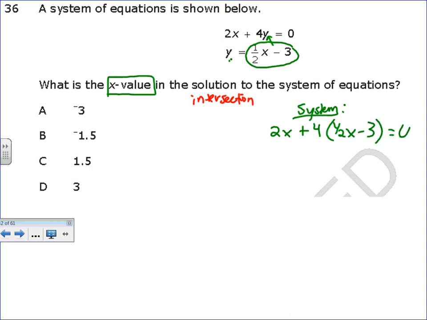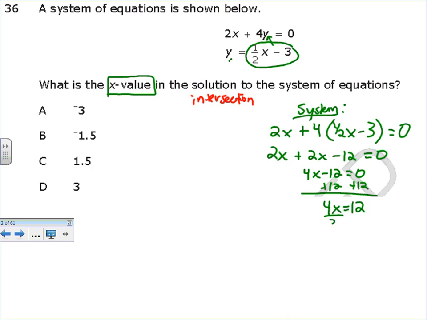minus 3 equals 0. Distribute: 2x plus 4.5 with half of 4, 2x. 4 times 3 is 12. Combine like terms, 4x minus 12 equals 0. Add 12. 4x equals 12, and I divide by 4, got ahead of myself. And x equals 3. That means that these two lines are going to cross when x is 3. So that's the algebra way of doing it using substitution.